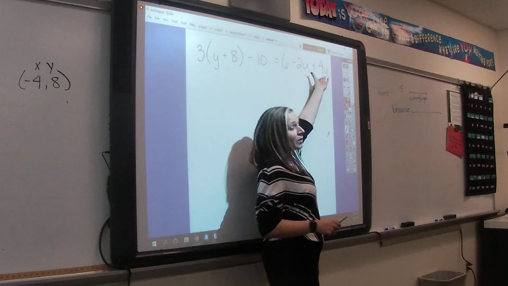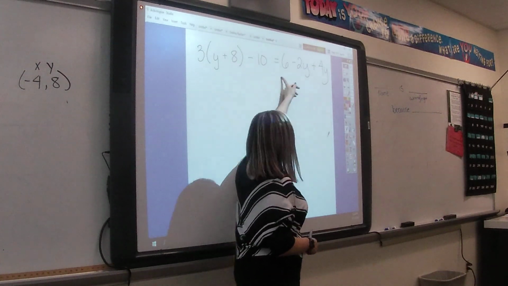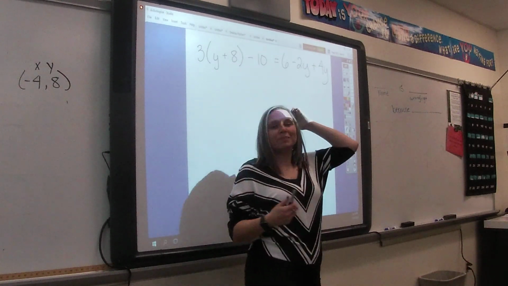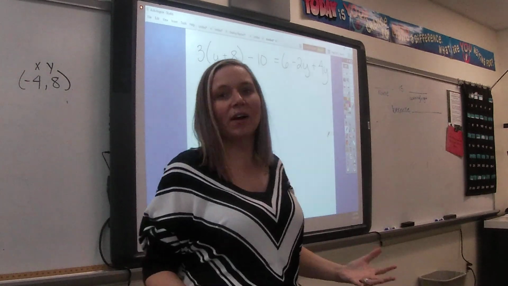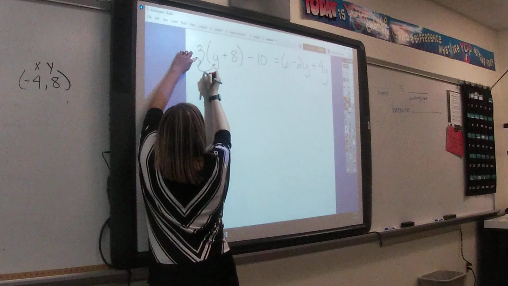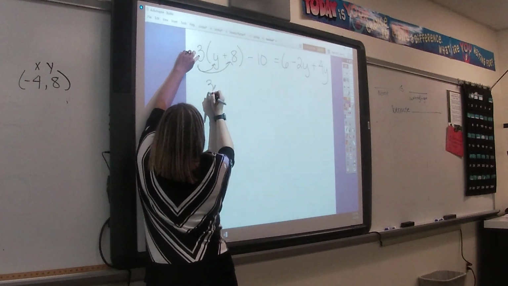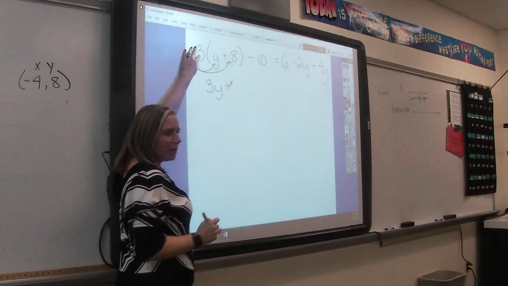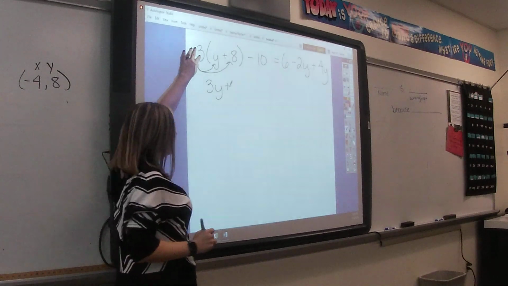Right? We have like terms we could combine over here. We could move this 10 over. But my students tend to prefer to get both sides simplified first. So if we distribute, that's going to give us a 3y. What operation do we distribute through? Multiplication.